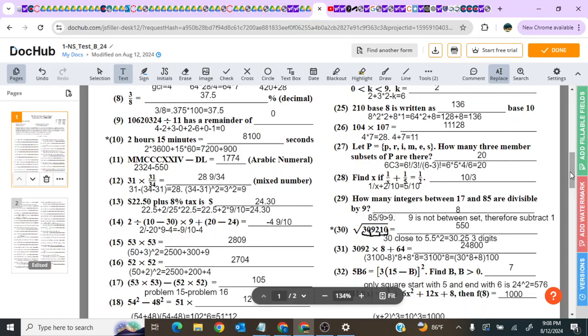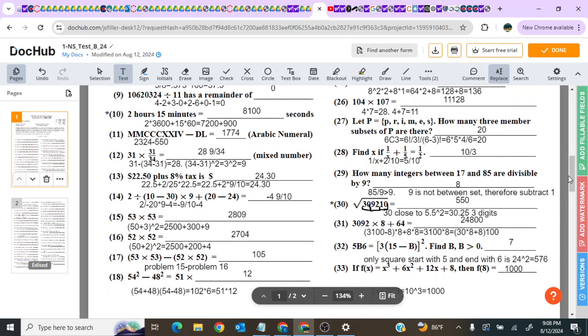How many integers between 17 and 85 are divisible by 9? Well, 85 divided by 9 is a little greater than 9, so there are 9 numbers divisible by 9 less than 85, not including 0. 9 is not between 17 and 85, so you can ignore that case, subtracting that one that's not included from the 9 integers, and you get 8. 30.